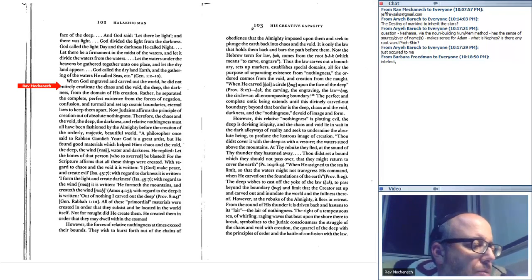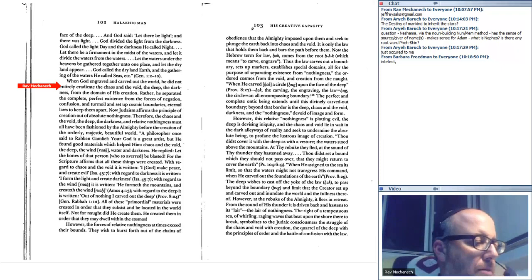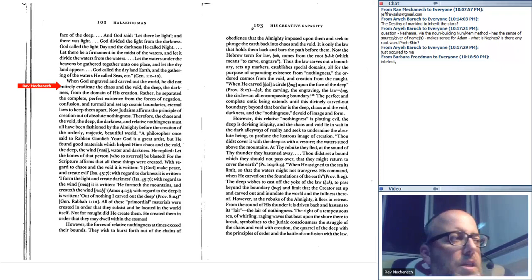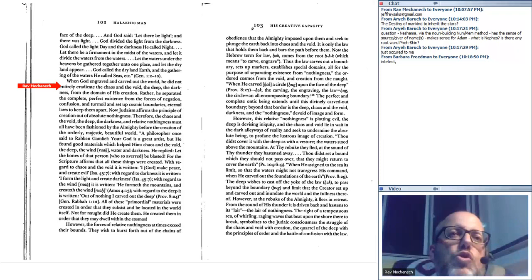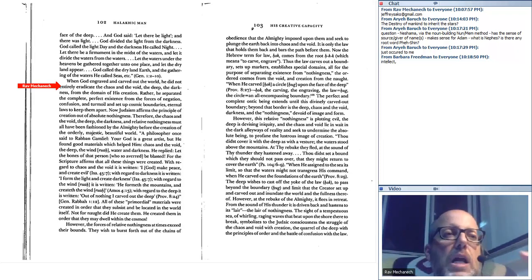God separated the complete perfect existence from the forces of negation, confusion, and turmoil, and set up cosmic boundaries, eternal laws to keep them apart. Now, Judaism affirms the principle of creation out of absolute nothingness, yesh miyayin. Therefore, the chaos and the void, the deep, the darkness, and the relative nothingness must all have been fashioned by the Almighty before the creation of the orderly, majestic, beautiful world. The chaos itself is part of creation. The void is part of creation. And these two opposite forces are built into creation. There's no neutral. There's no coasting on neutral. If you're not constantly building up, then it's all somehow going to get torn down.